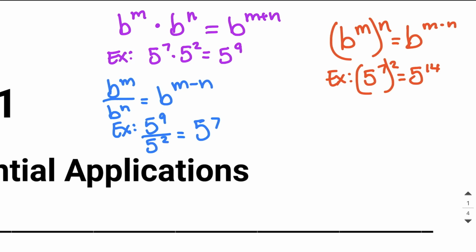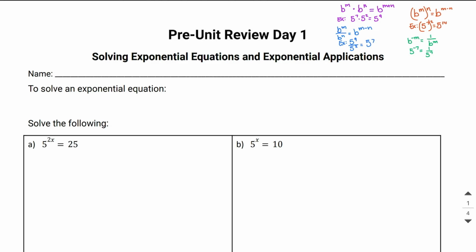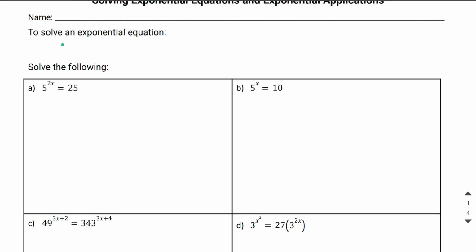I know I said lastly, but just one quick other note that's really important. If I have b to the power of negative m, it means it's 1 over b to the power of m. So if I have 5 to the power of negative 7, that's 1 over 5 to the power of 7. Okay, cool. So to solve an exponential equation, we want to get like bases, get bases that are alike.